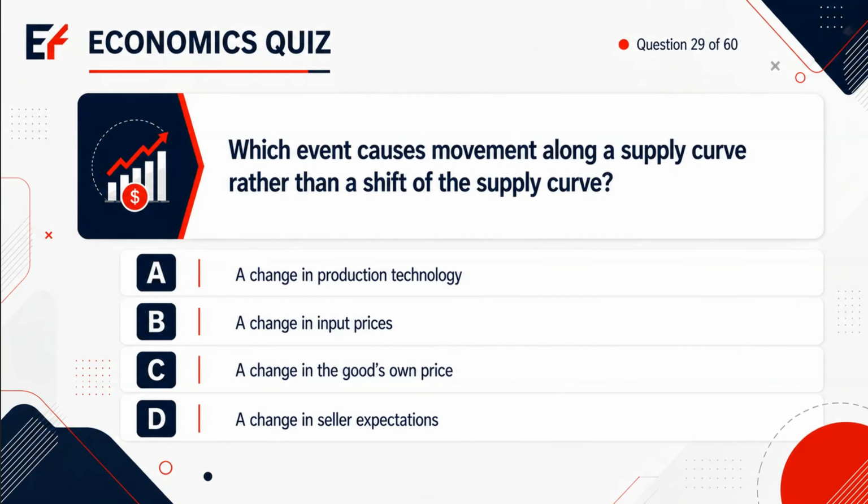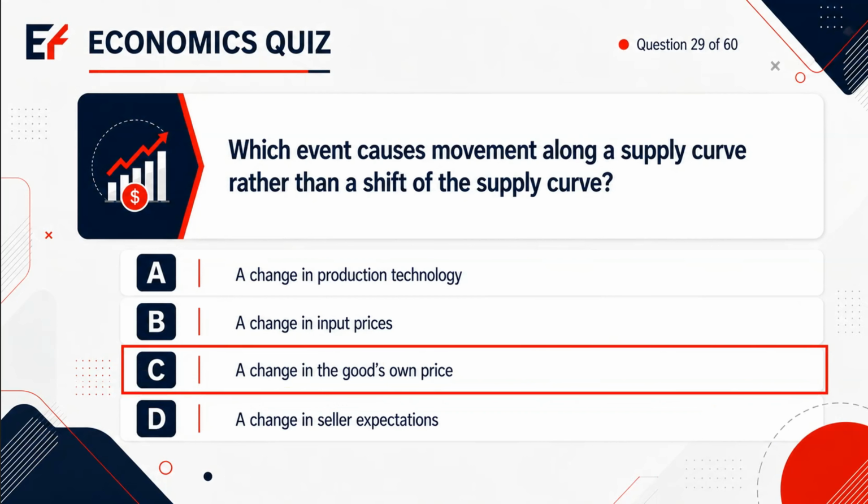Question 29. Which event causes movement along a supply curve rather than a shift of the supply curve? A. A change in production technology. B. A change in input prices. C. A change in the good's own price. D. A change in seller expectations. The correct answer is C.